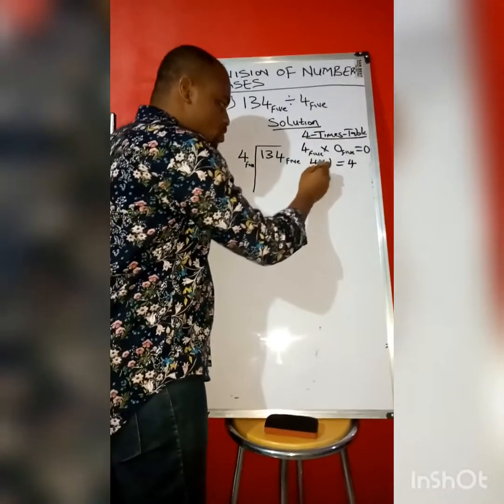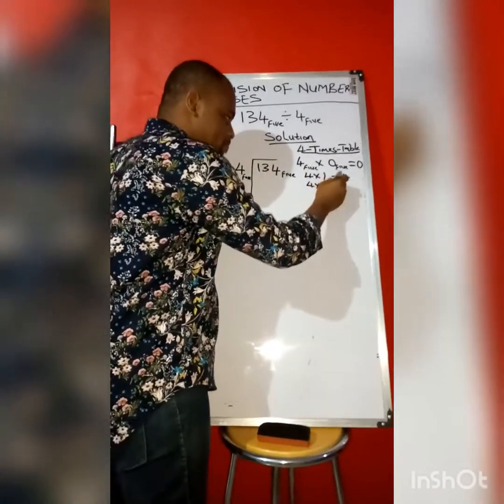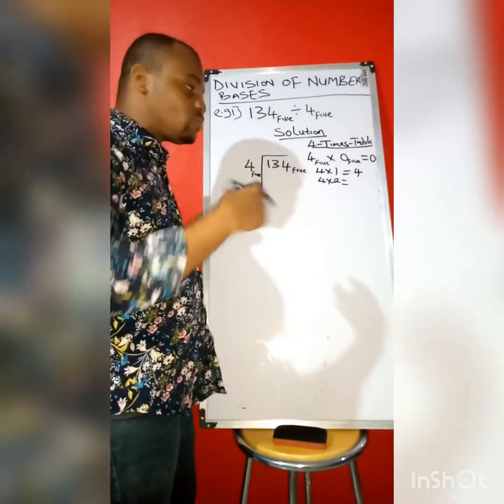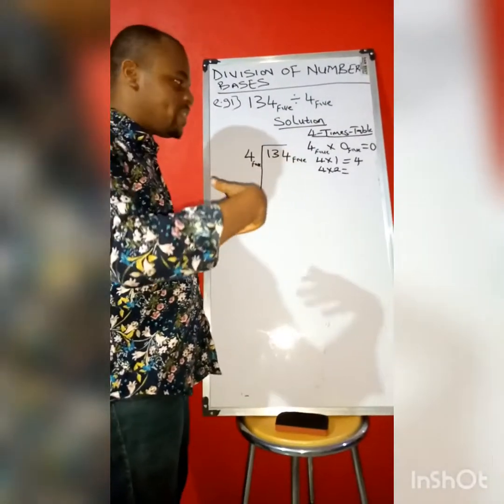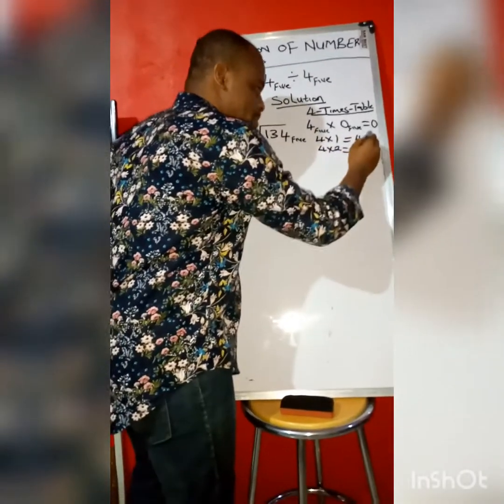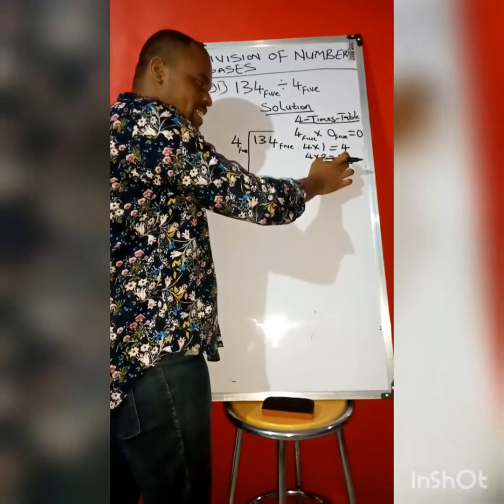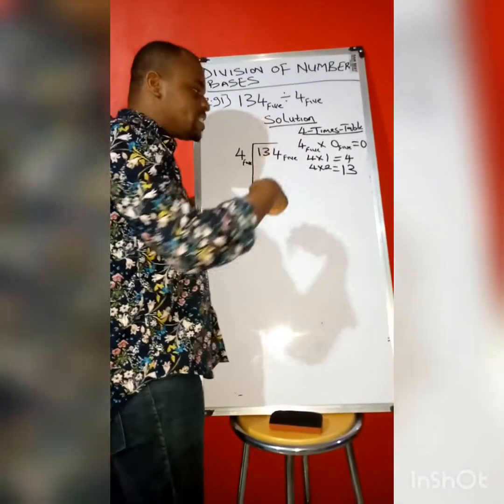I'll come to 4 times 2. 4 times 2 is 8. 8 is not allowed in base 5, so I'm going to divide 8 by 5. I'll be having 1 time, remainder what? 3. That will be 13. This 13 that you are seeing is the same as 8 in base 5.